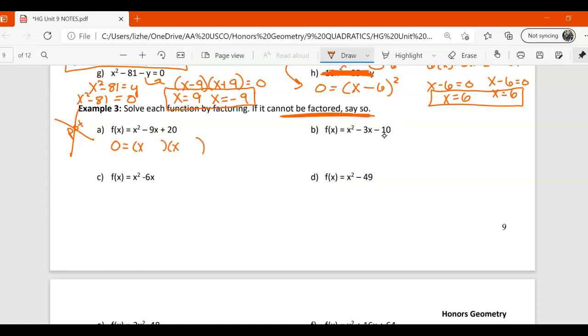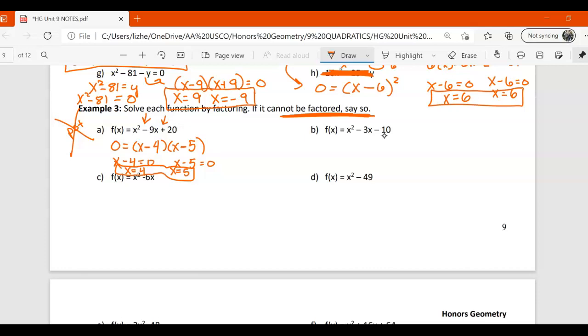We need two numbers that multiply to give me 20 and add to give me 9. Well, that would be a 5 and a 4. I know the signs are the same because I have a plus, and I know they have to be negative because of that. So this is x minus 4, x minus 5. And now I set each one equal to 0. And so my answers are that x could be 4 or x could be 5. There's the answers for that.